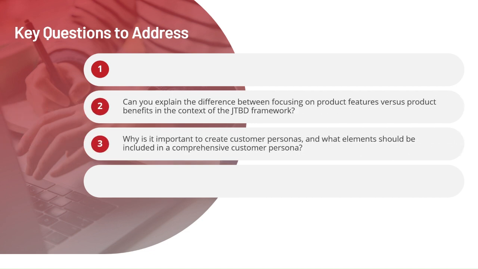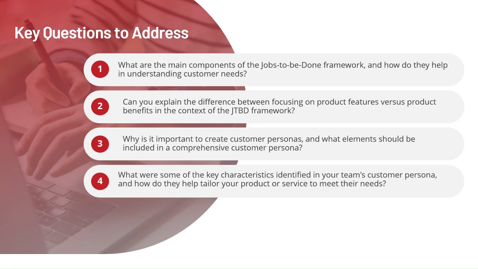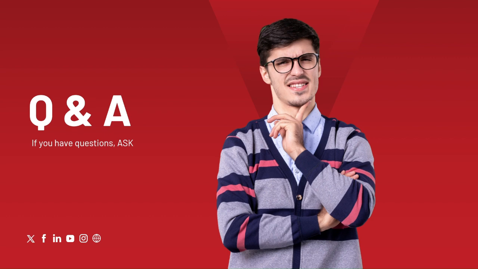One is, can you explain the difference between focusing on product features and product benefits in the context of the JTBD framework? I hope you know why it is important to create a customer persona, right? And what elements should be included in a comprehensive customer persona, and what are some key characteristics identified by your team's customer persona, and how do you tailor your product or service to meet their needs, and what are the main components of the jobs to be done framework, and how do they help you understand customer needs, right? Okay, so do you have any other questions?